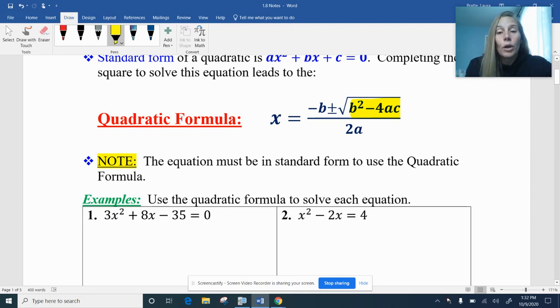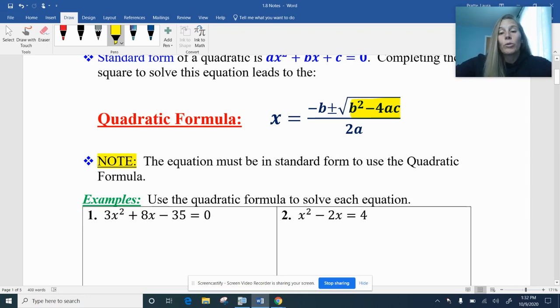If you end up with a 0 inside this discriminant, then you're just going to have the one answer, because the square root of 0 is just 0. But if you end up with a negative inside there, just as a reminder, the square root of a negative will give you two imaginary solutions. You'll have the plus and the minus, but you'll have two imaginary solutions.